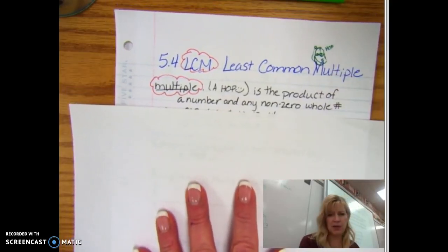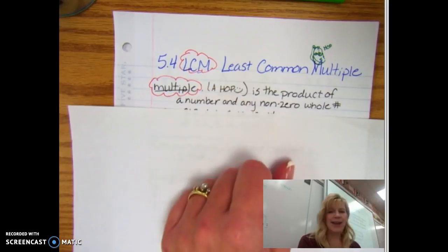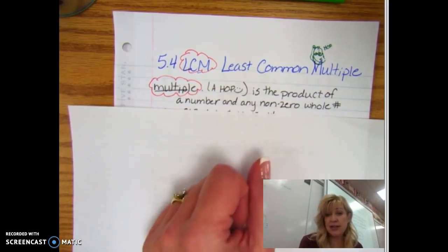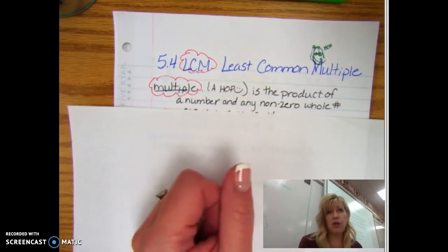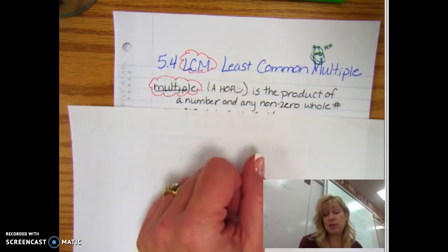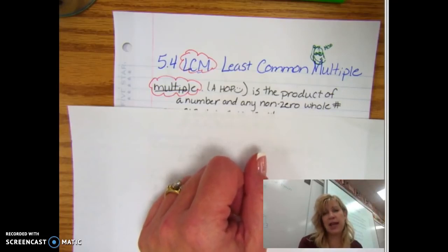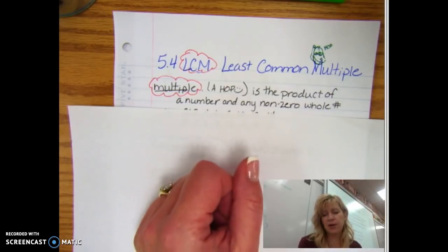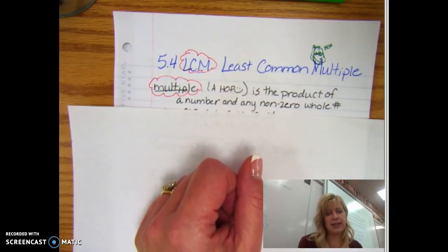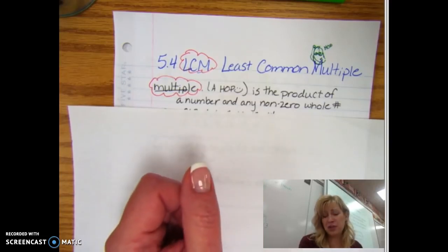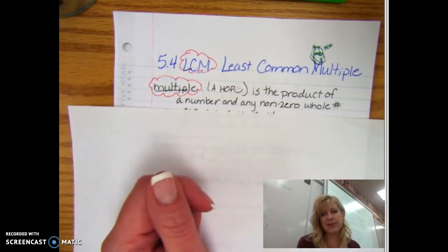First of all, we have multiple, and I've called it a hop. It is the product of a number and any other non-zero whole number. So it could be 8 times 2. That's a multiple of 8. 8 times 3, 8 times 4, all of those numbers. 8, 16, 24, 8 times 4 is 32. So those are all hops of 8.